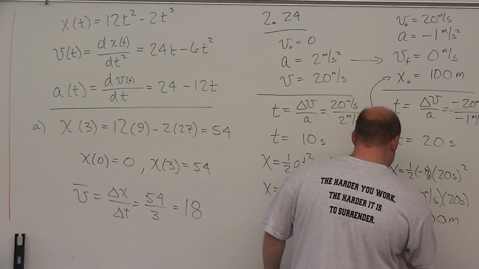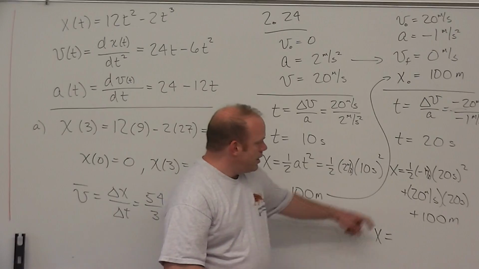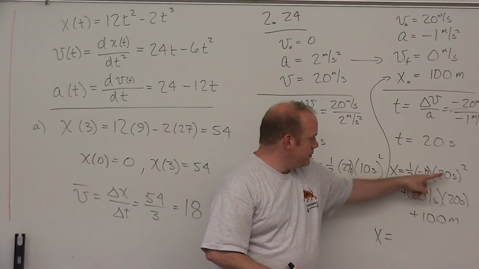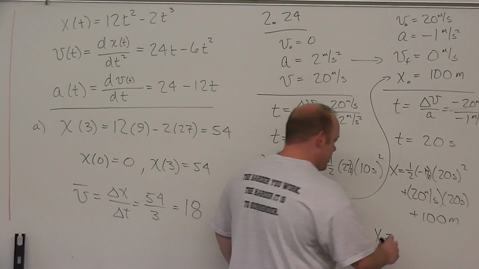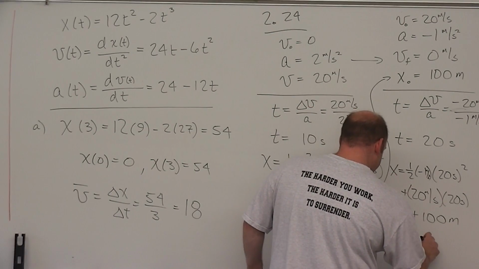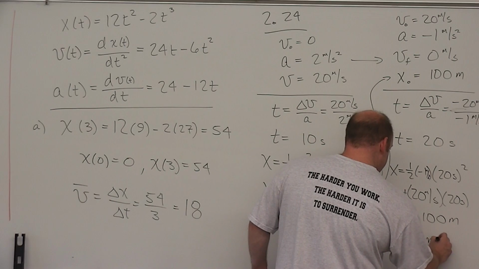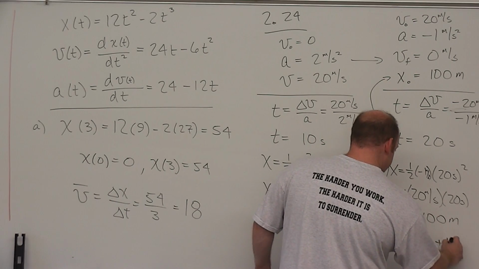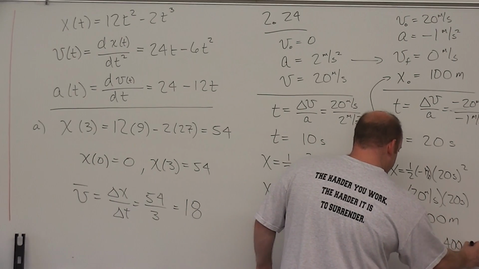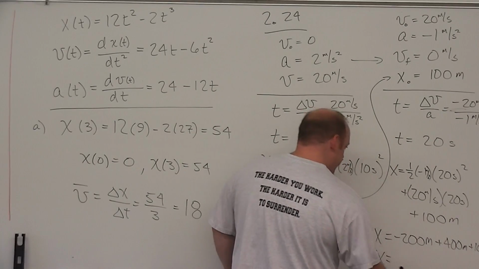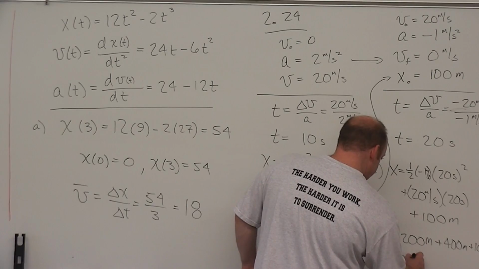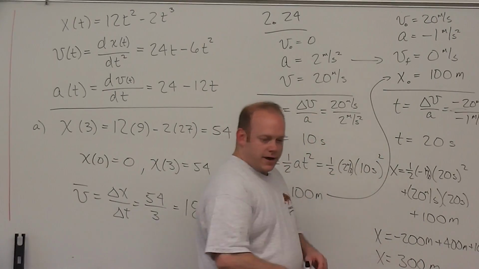So now I have x is equal to, this will be negative 400, negative 200. So that's negative 200 from the acceleration part, plus 400 meters, plus 100 meters. So now x is equal to 300 meters. Okay, I've gotten to 300 meters.